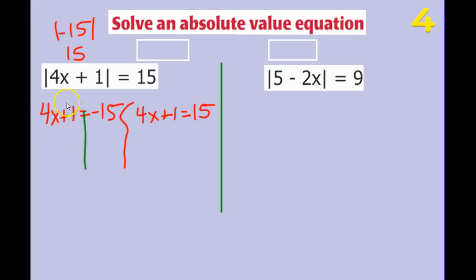So first get rid of your addition and subtraction. Subtract 1. So we have 4x, and these are all negatives, so it's a negative 16. And then last, the opposite of multiply by 4 is divide by 4. And negative 16 divided by 4 is negative 4.